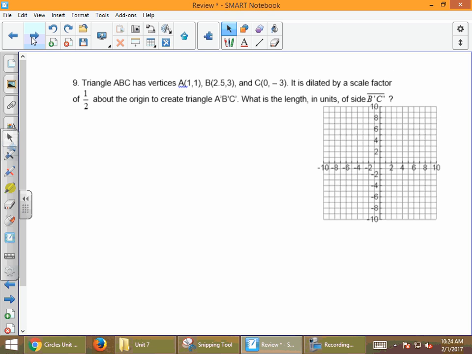Number 9. We take a look at 9. It says triangle ABC has vertices 1, 1, 2.5, 3, and 0, -3. So let's go ahead and plot those points. And label 1, 1, then 2.5, 3, so it's right in the middle. That is B, and then 0, -3, which is C. And connect.